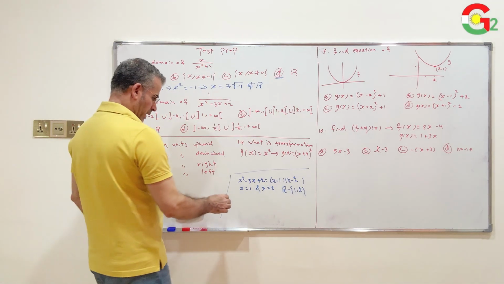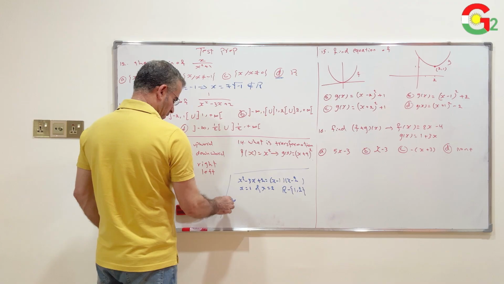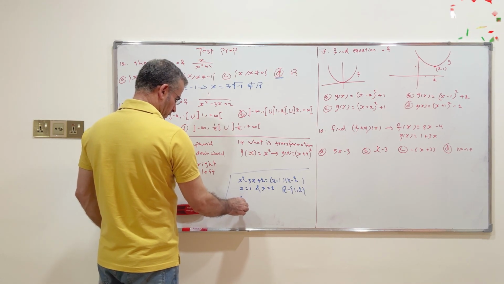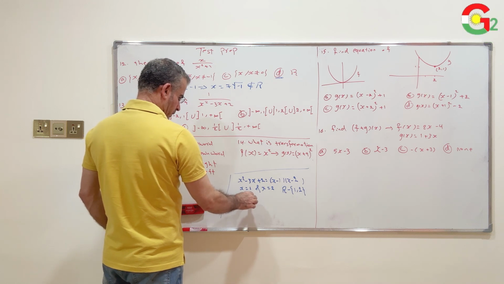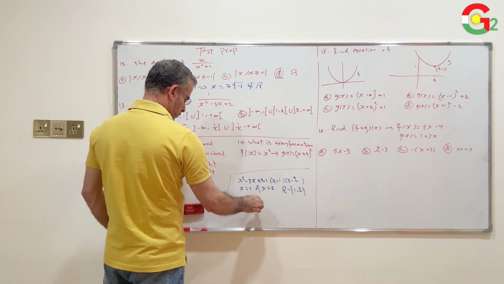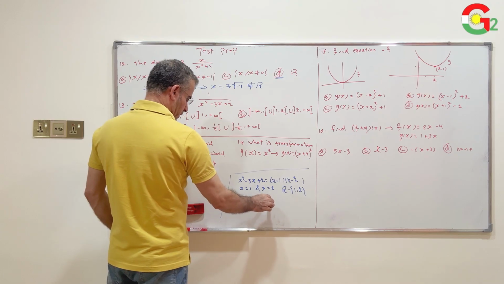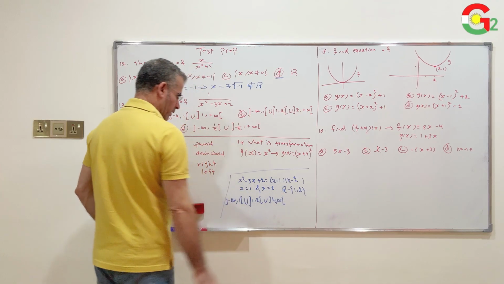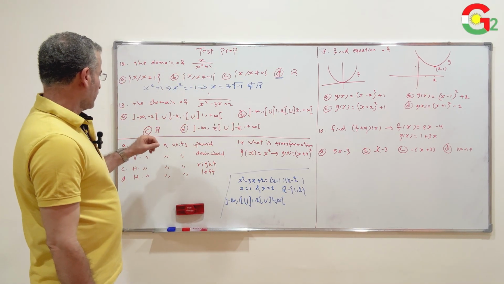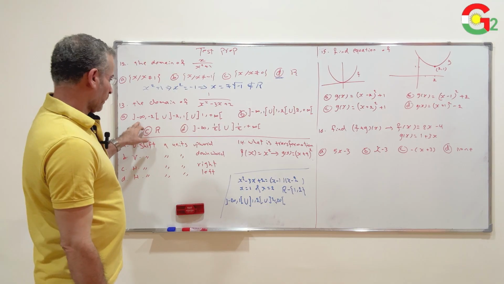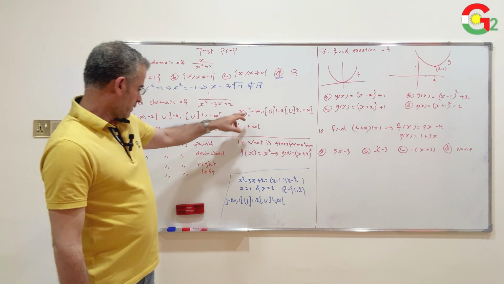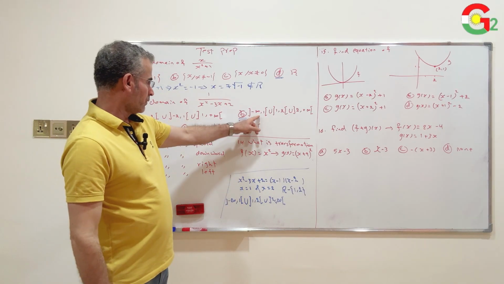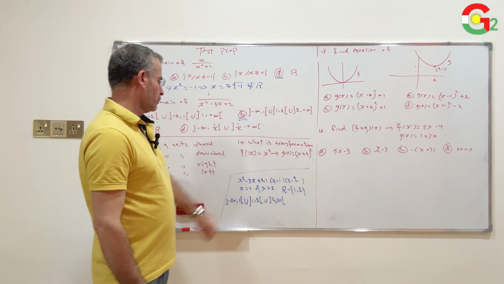I can rewrite this domain as the open interval negative infinity to 1, union the open interval 1 to 2, union the open interval 2 to positive infinity. Which of the choices is true? It is B: negative infinity to 1, 1 to 2, 2 to infinity.